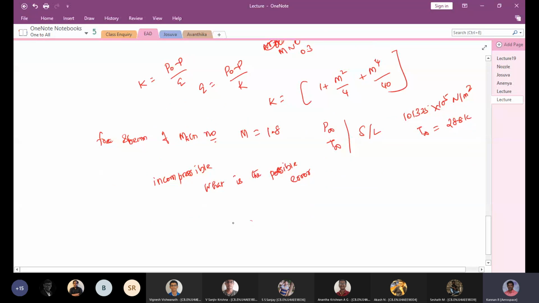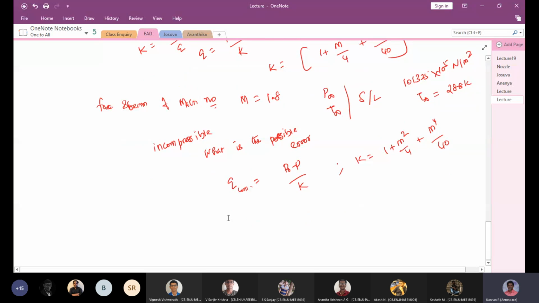Find out the Q compressible, which is equal to (P naught minus P) by K, where K is equal to 1 plus M square by 4 plus M to the power 4 by 40. Using that, estimate the value of K.